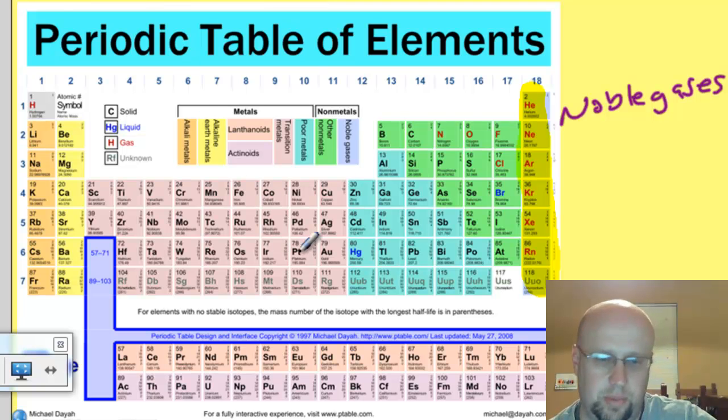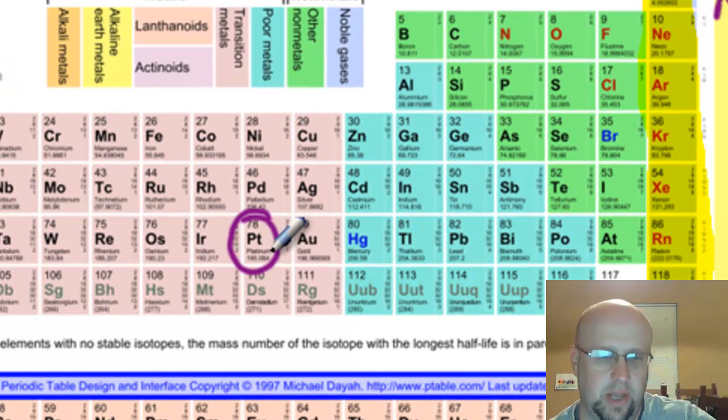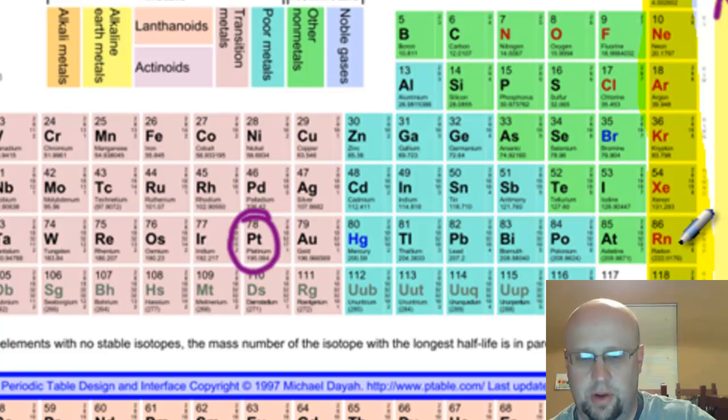So here's the way it works. We're going to do platinum first. Take the element you're looking for. Okay, so I'm at platinum. I need 78 electrons. And here's what you do. You go all the way over to the end where the noble gases are, and then you jump up one.